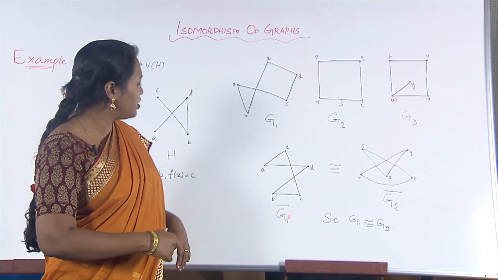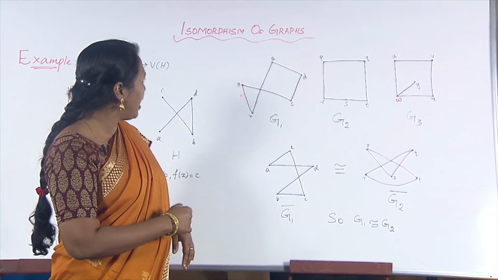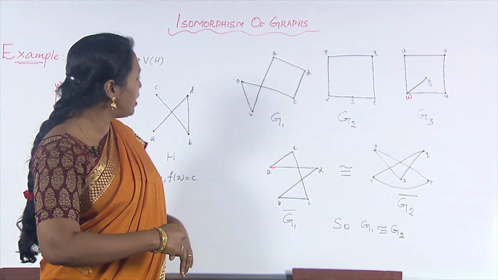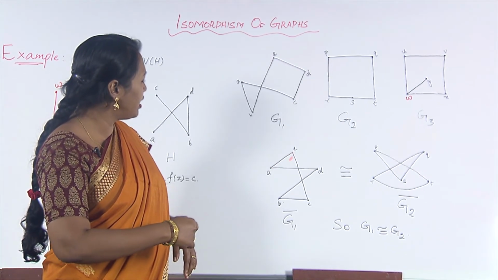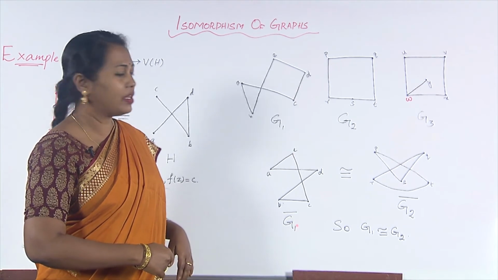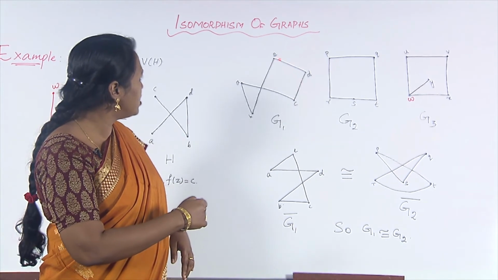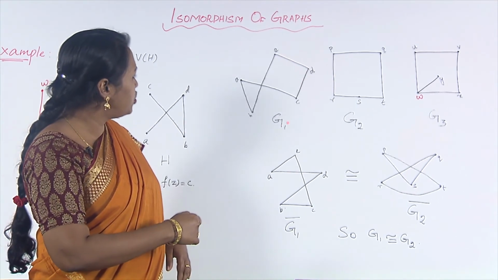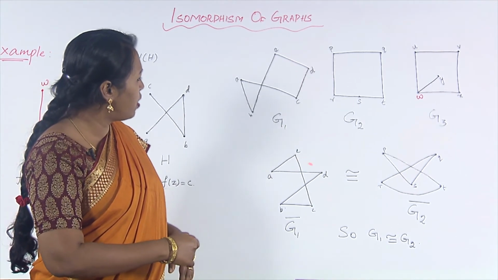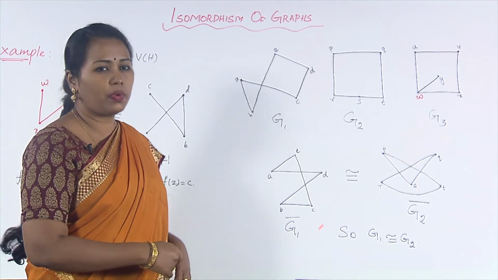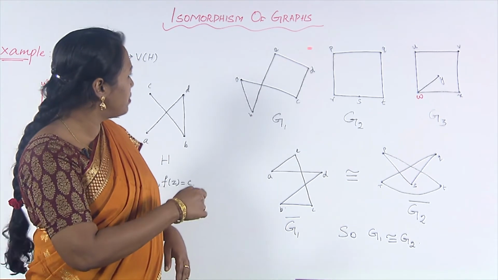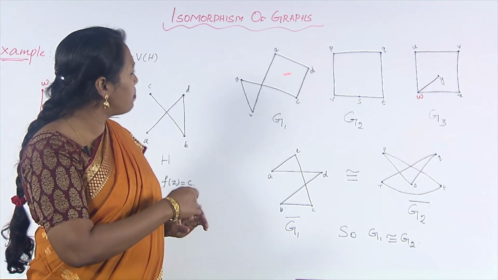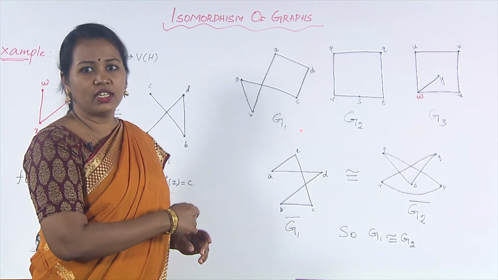How did we arrive at G1 complement? Because A and E don't have edges in G1, which means that A and E will have an edge connecting each other in G1 complement. Likewise for all the other edges: if E and D are having an edge connecting them in G1, E and D will not have an edge connecting them in G1 complement. So I am determining a graph G1 complement from G1 by taking the complement of all the edges in G1.